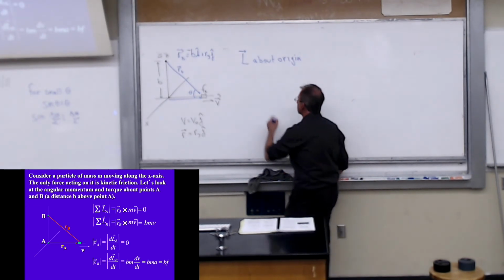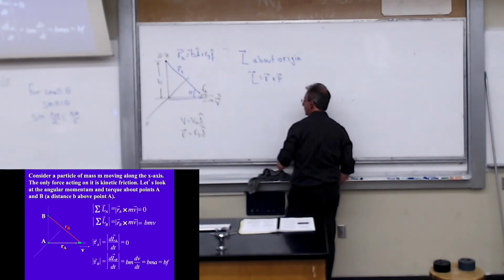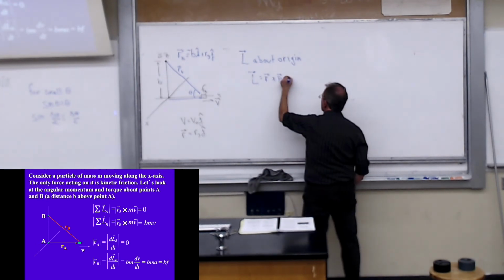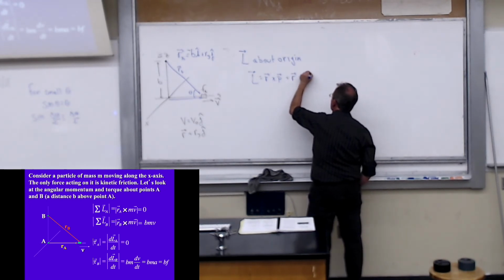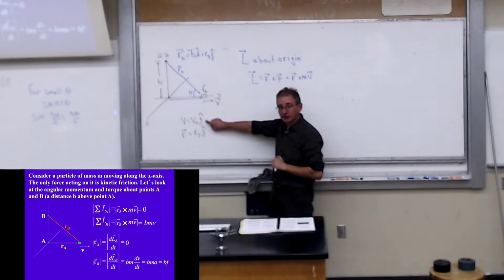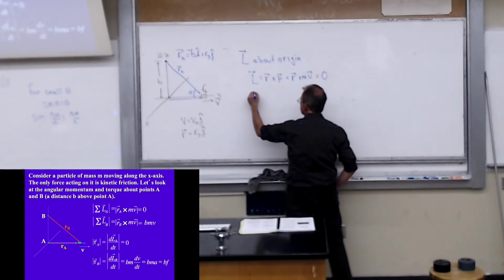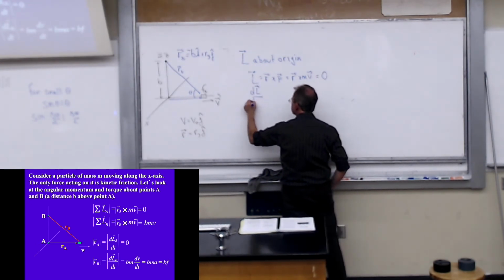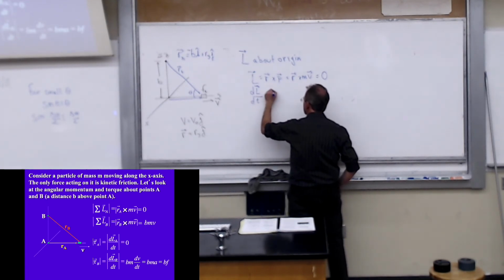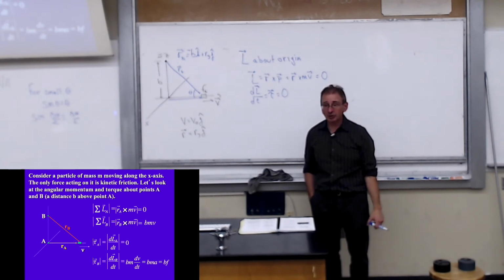Oh, sorry, about P. Here is the r vector. There's the v vector. What can you say about them? They're parallel, so the cross product is 0. And if L is 0, then guess what dL dt is? That's what we got before, right? Isn't that what we got in the previous problem?